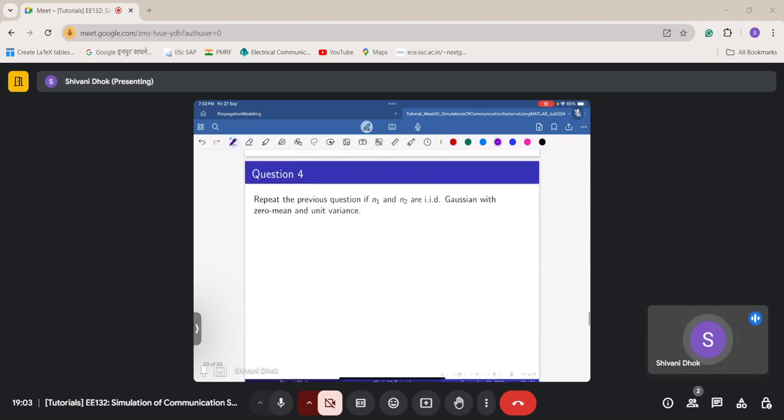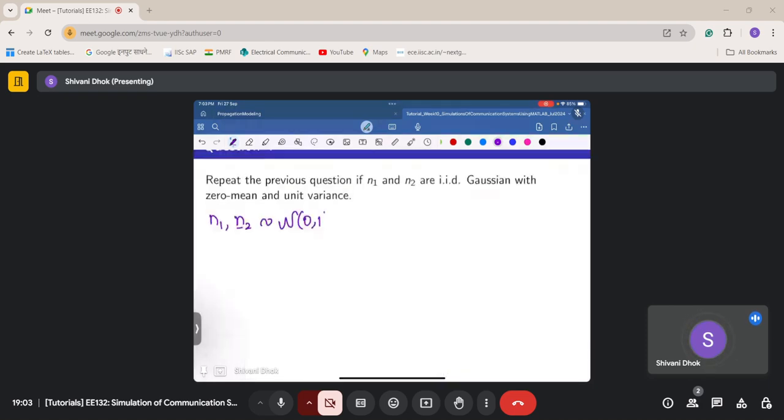The next question says: repeat the previous question if n1 and n2 are IID Gaussian with zero mean and unit variance. So here n1 and n2 both are distributed as zero mean Gaussian with unit variance, and they are IID, that is, independent and identically distributed.